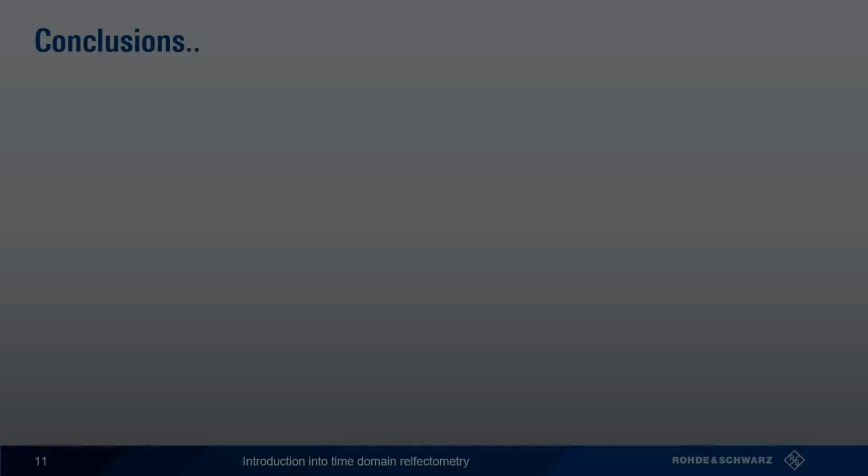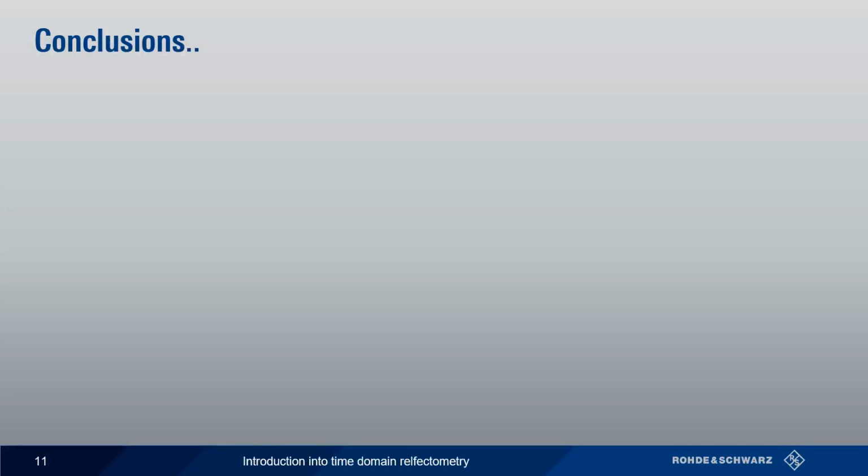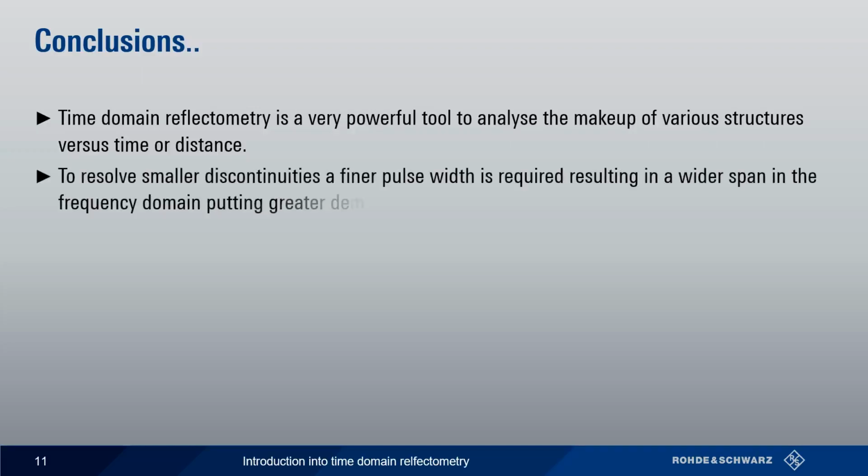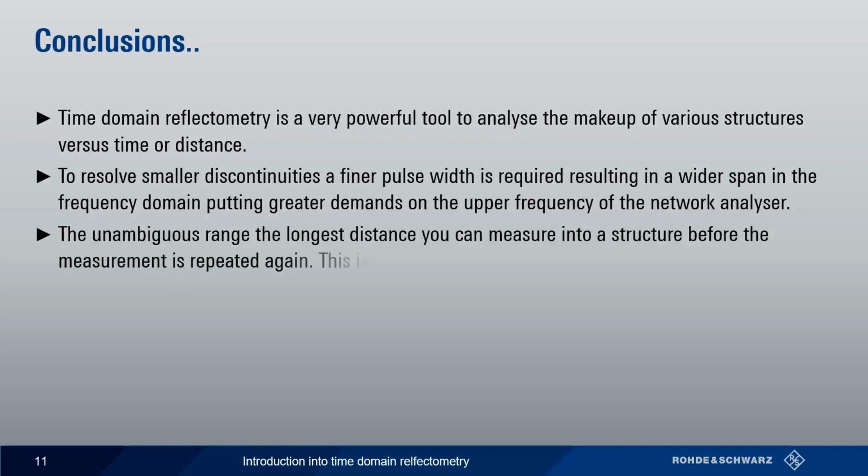So let's finish up by concluding what we have learned. Time domain reflectometry, or TDR, is a very powerful tool to analyze the makeup of various structures versus time or distance. To resolve smaller discontinuities, a finer pulse width is required, resulting in a wider span in the frequency domain and thus putting greater demands on the upper frequency range of the network analyzer being used. The unambiguous range, or alias-free range, is the longest distance you can measure into a structure before the measurement is repeated again. This is proportional to the frequency step size or number of points.